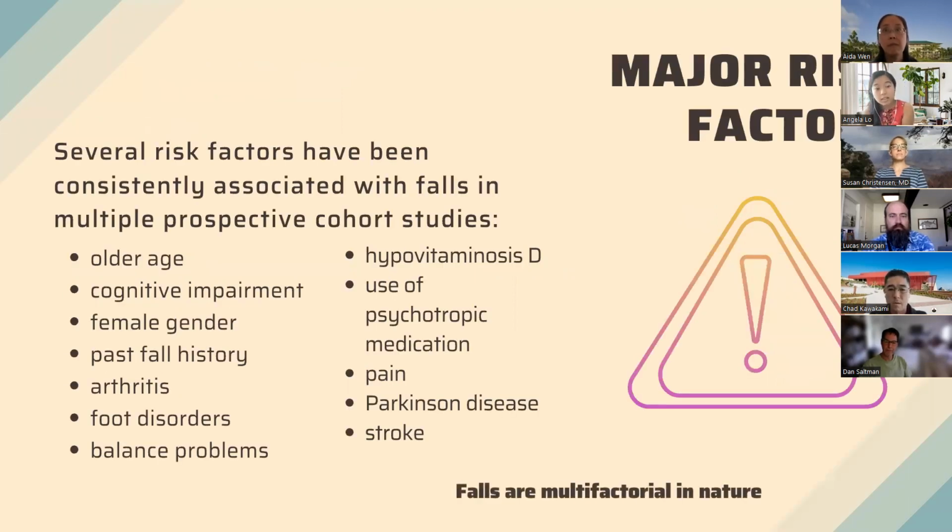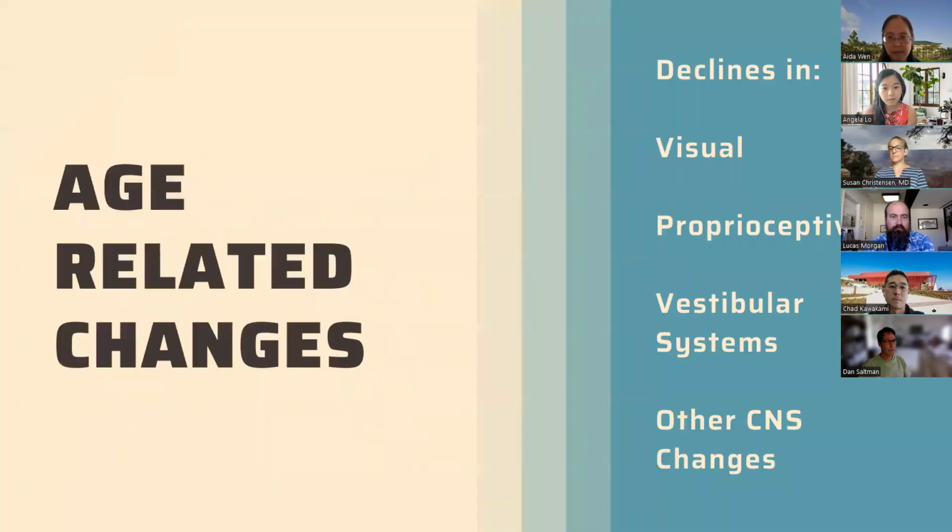There are several risk factors that have been consistently associated with falls in multiple prospective cohort studies. These include older age, cognitive impairment, female gender, a past fall history, arthritis, foot disorders, balance problems, low vitamin D levels, use of psychotropic medications, pain, Parkinson's disease, and stroke. Falls are multifactorial in nature. So I wanted to discuss some age-related changes that can contribute to fall risk. These include declines in visual, proprioceptive, and vestibular systems, as well as other CNS changes.